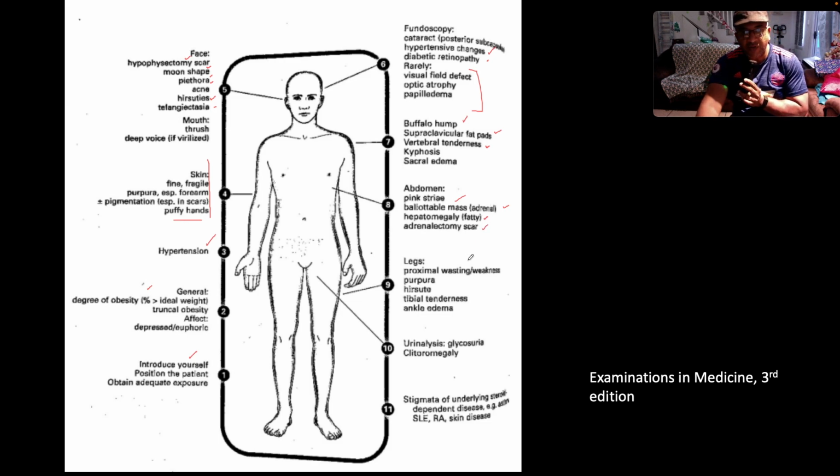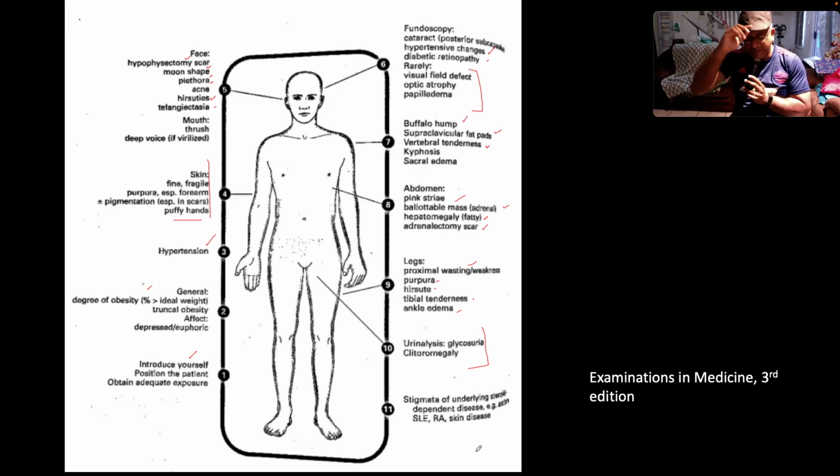And the legs, we have proximal wasting and weakness, and hence we have lemon on a matchstick appearance, right? We have very thin limbs with proximal weakness, so hair, stairs, and chairs. They have difficulty, classically on history, combing the hair, climbing upstairs, and getting up from a chair because of proximal weakness of the pectoral and pelvic girdles, right? They may have purpura because of the fragile skin, they have hirsutism, they have tibial tenderness, they have ankle edema. On urinalysis, you can pick up glycosuria, you may have clitoromegaly as well in females. And of course, you may have stigmata of the underlying cause.